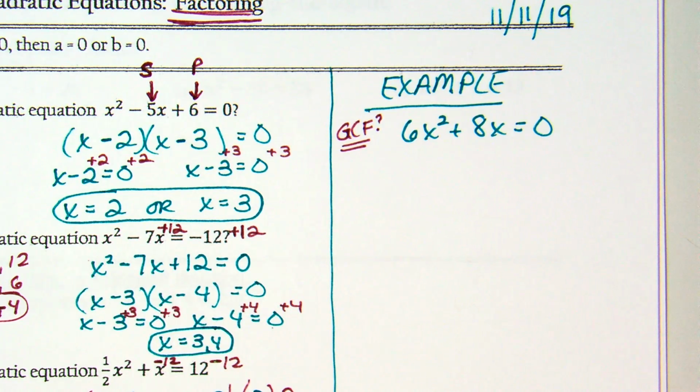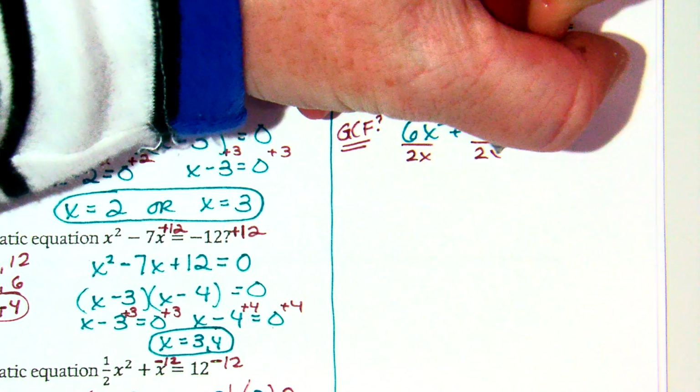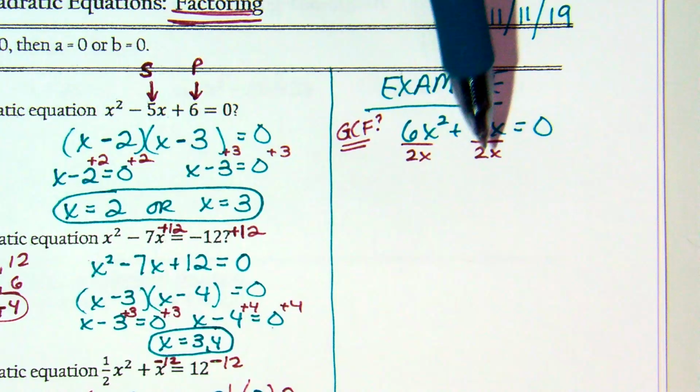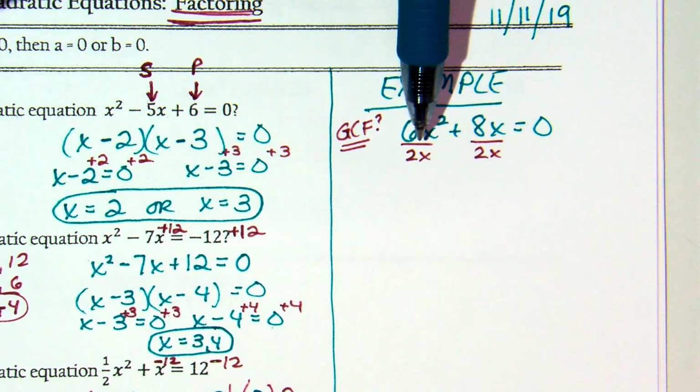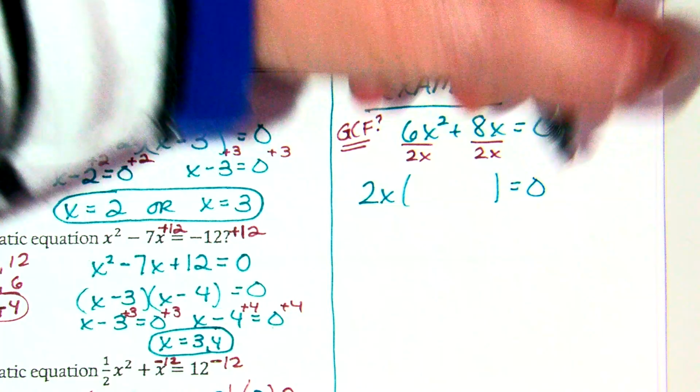What was it? 2x? Does that make sense? 6 and 8 both divide by 2. And they both have an x in common. So I'm going to divide both of these pieces by 2x as I factor. Now, you don't have to write this divide by 2x part if you don't want it. That's just me showing what I'm doing.